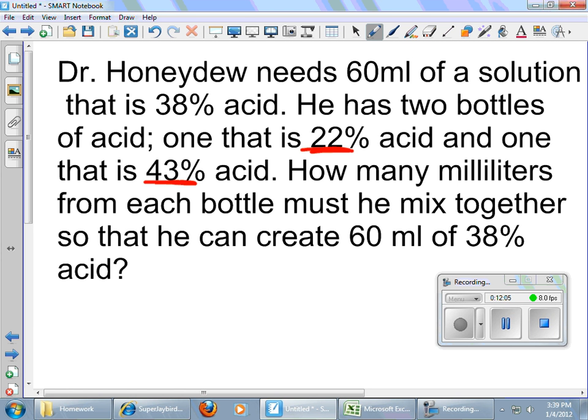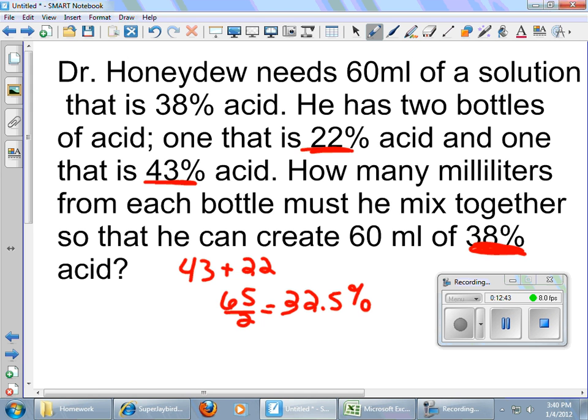Now, if he averaged exactly, like he used the same exact amount from the bottle of 22% and the bottle of 43%, what percentage would that acid be? I could average 43 and 22 and get 65 divided by 2, which is 32.5%. That's if you use the same exact amount of solution from each bottle. But he doesn't want a 32.5% solution. He wants a 38% acid solution. So that's not going to work. The problem's a little more complicated than that.